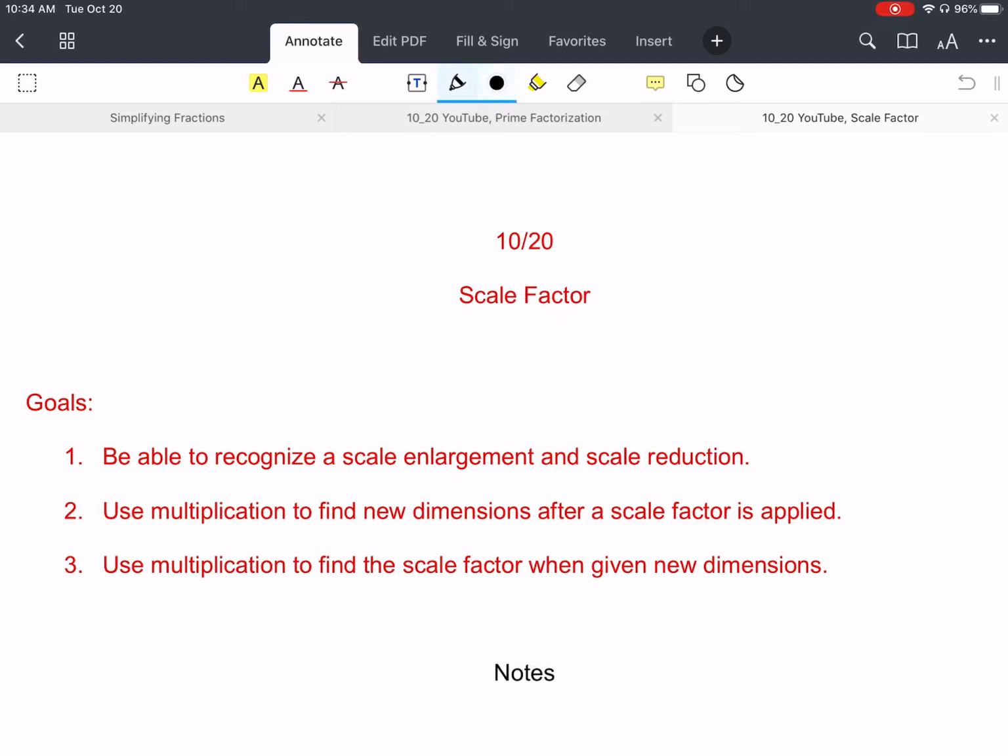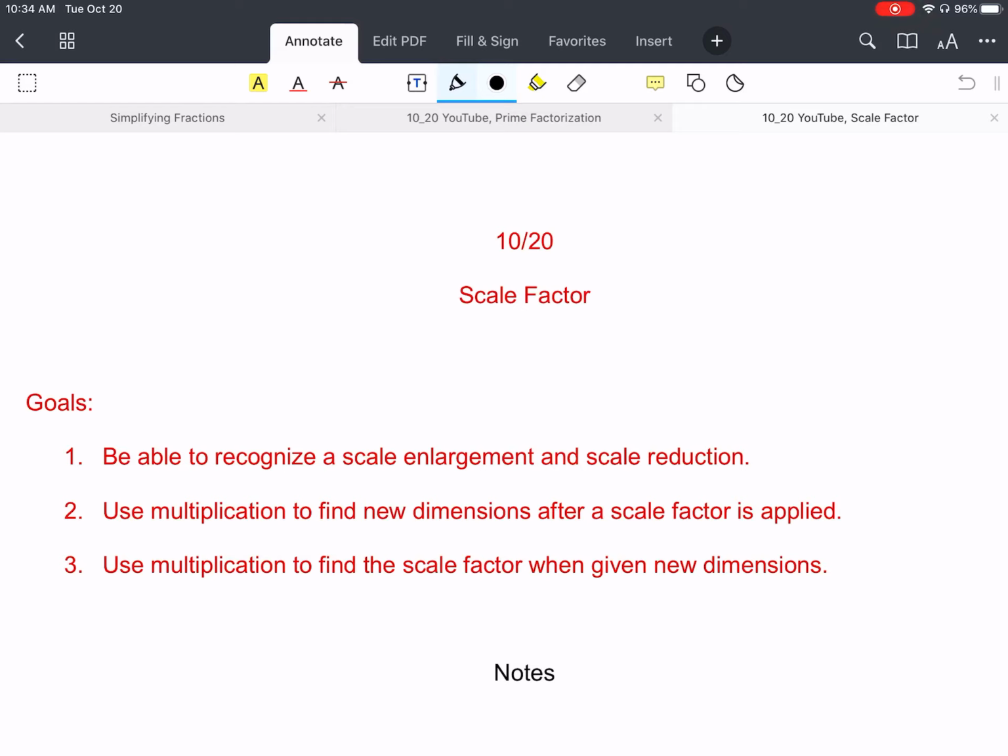Hi, seventh grade. We're starting a new unit today on scale factor. We're going to spend probably the next 5 school days on this unit. If you have a ruler, please bring that for tomorrow's lesson. I know about half of you said that you had one.